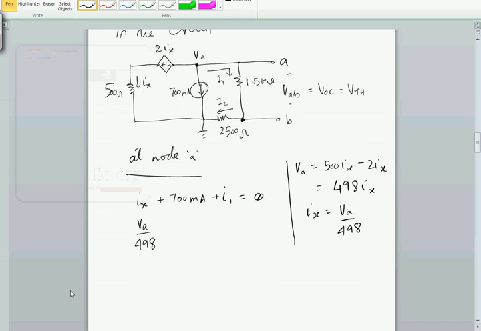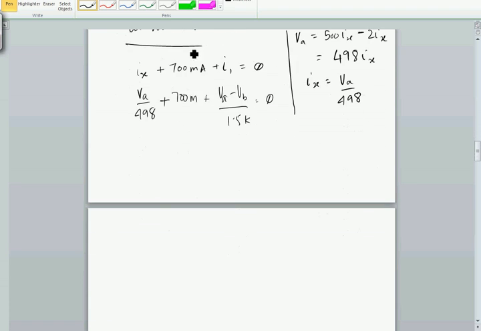Alright, let's continue. So we have plus 700 milli, and our I1 is VA minus VB over 1.5K is equal to 0. Actually, we do have to analyze node B, since we have both node A and node B in the equation. Let's keep it here.